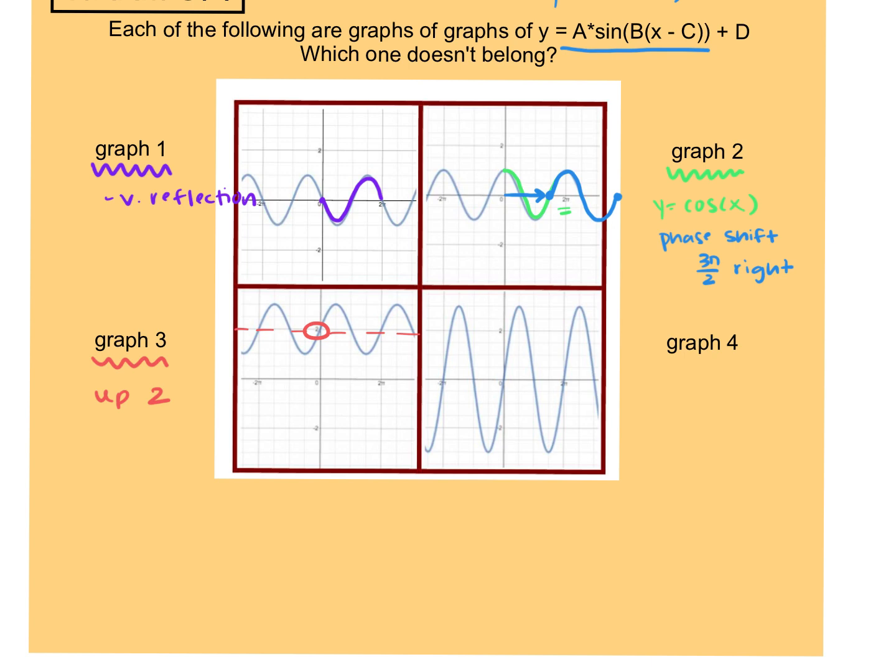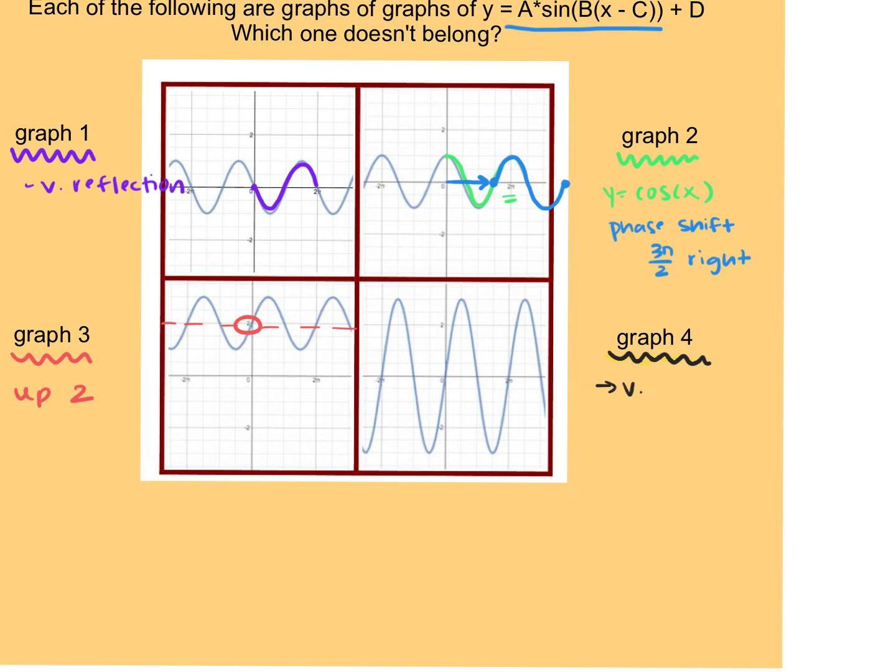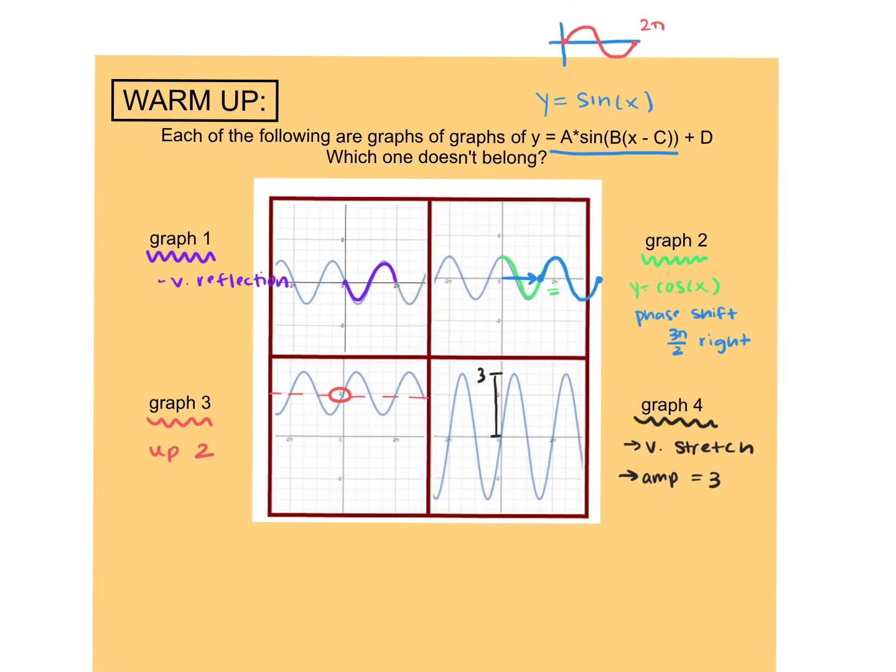For the last one, all right, graph number 4. Okay, there's clearly been some sort of stretch or shrink. You could argue that there's been a vertical stretch, or you could describe it as the amplitude has changed. Normally our amplitude is 1, but now we can see that that's much bigger. It looks like that amplitude is now 3, so there's been a vertical stretch of 3. There are other arguments that I'm sure you could make. Again, there are no right or wrong answers to this question.